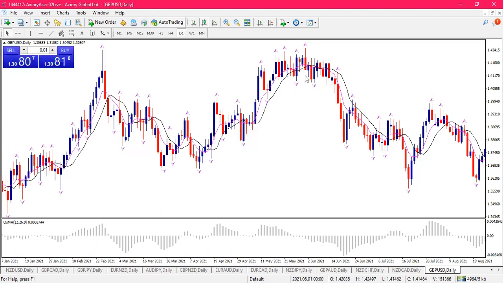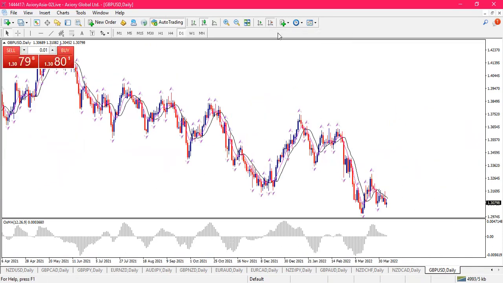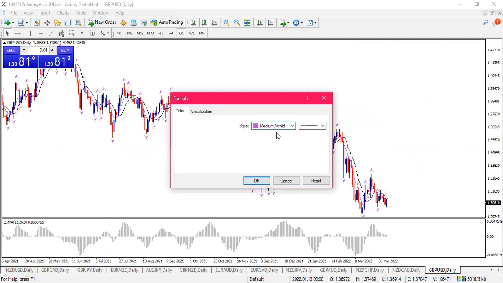So you can see that now, based off the moving average that is here, you can easily determine when price is in an uptrend and when price is in a downtrend. You can be able to see all of that. And the next thing that we have here is the fractals.